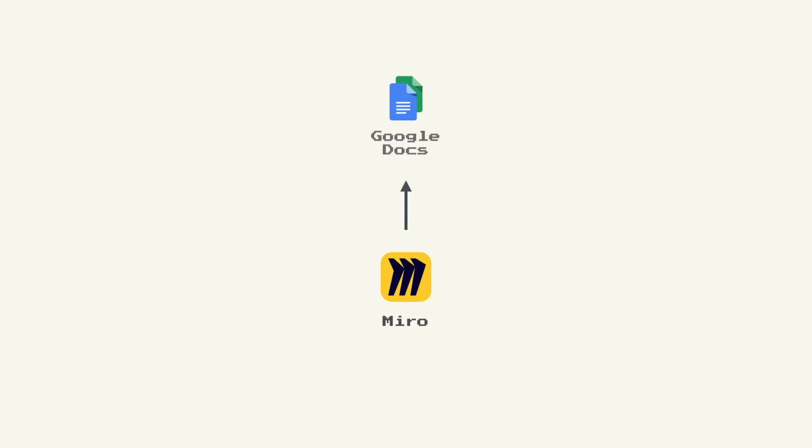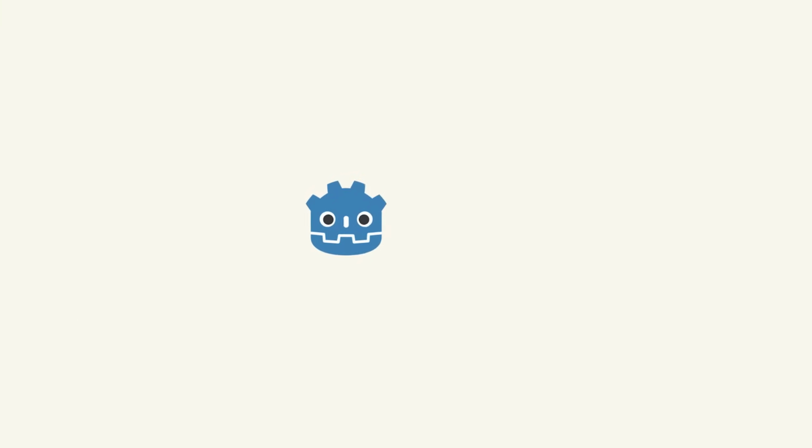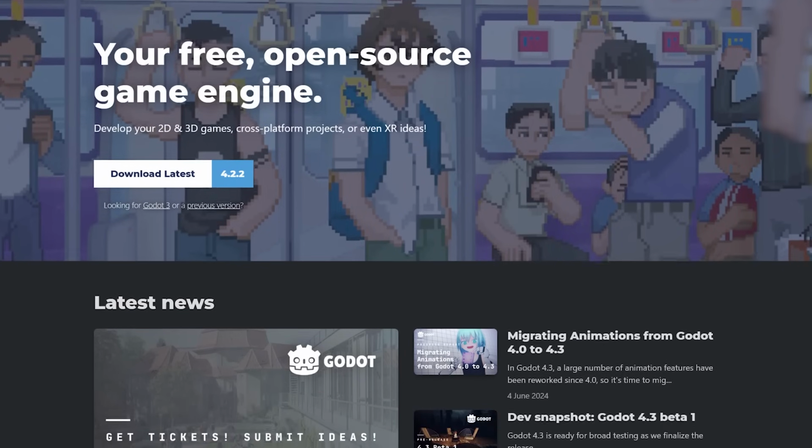In my workflow, Miro would be my first step of planning a feature. If the feature is something worth documenting, I would update my game design document, and then I will execute the tasks one by one in Godot, which is the heart of my game dev project. I like Godot because it's very lightweight and it's free and open source.